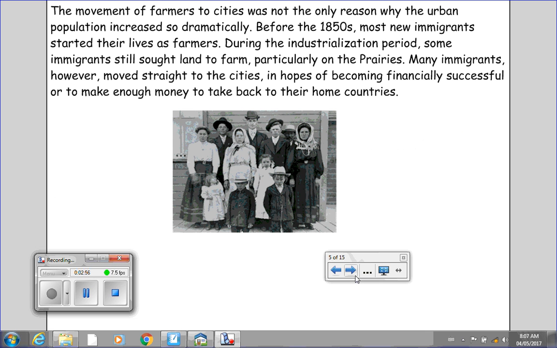The movement of farmers to cities was not the only reason why the urban population increased so dramatically. Before the 1850s, most new immigrants started their lives as farmers. During the industrialization period, some immigrants still sought land to farm, particularly on the prairies. Many immigrants, however, moved straight to the cities in hopes of becoming financially successful or to make enough money to take back to their home countries.